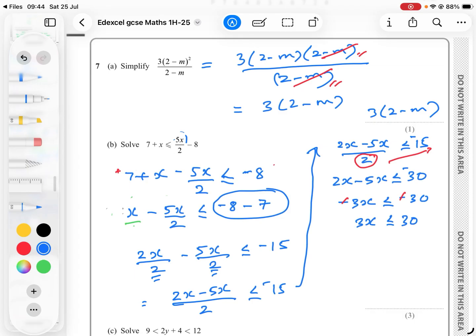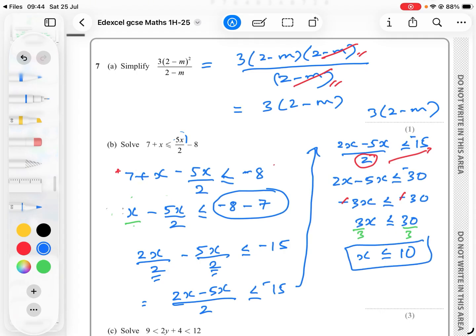So now you have to divide it by 3 both sides. That means 3 divided by 3, 1. So cancel. So x less than or equal to 30 divided by 3, 10. So this is your answer.